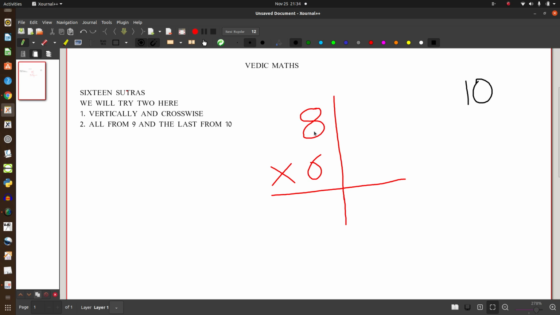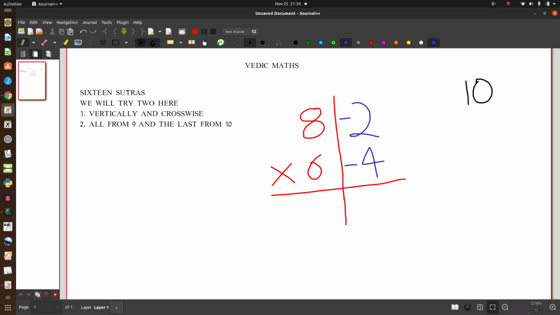So 8 minus 10 gives me minus 2. That is the number which I'll get over here. Similarly, if I do the same thing with 6 minus 10, the number I'll get over here is minus 4. Now I have to solve it further.